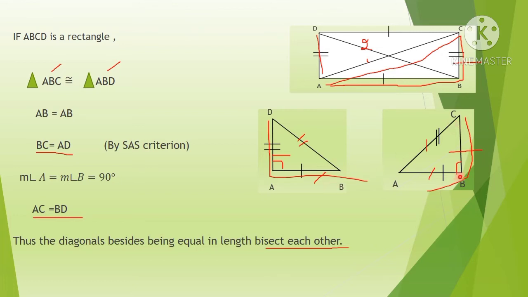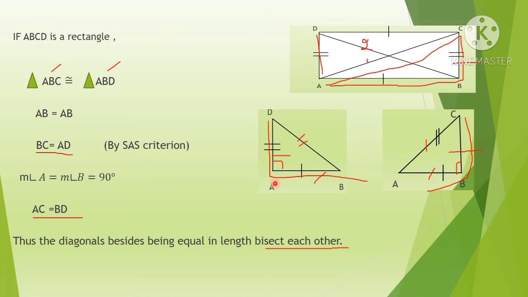Next, BC is equal to AD. Look at this rectangle. AD and BC are the opposite sides. We know that opposite sides are equal in a rectangle, so we can write BC is equal to AD. Why are we writing like that? Because opposite sides of a rectangle are equal.